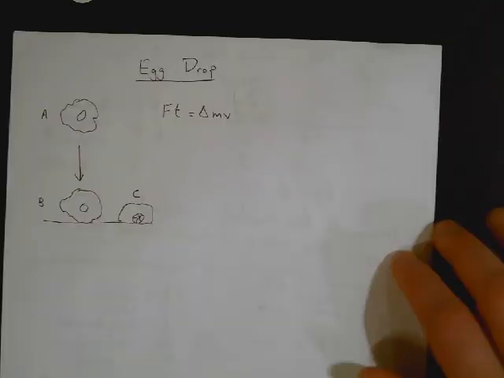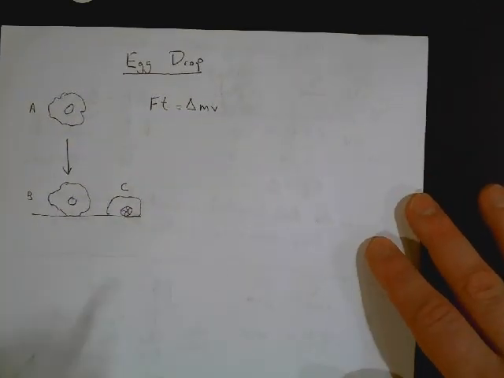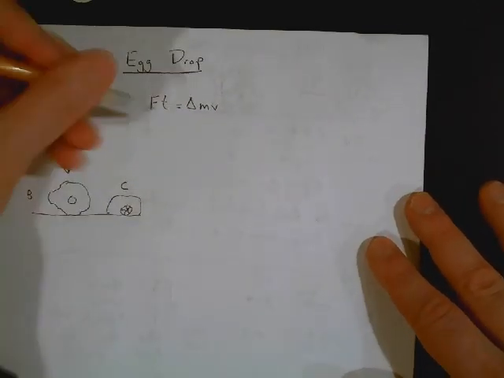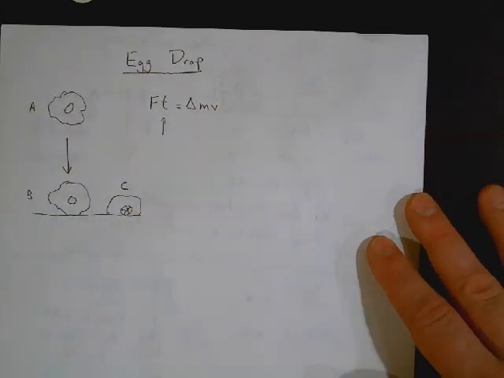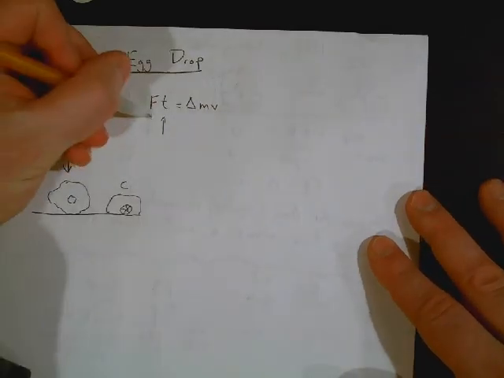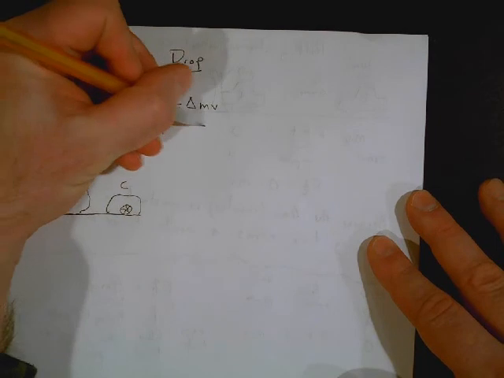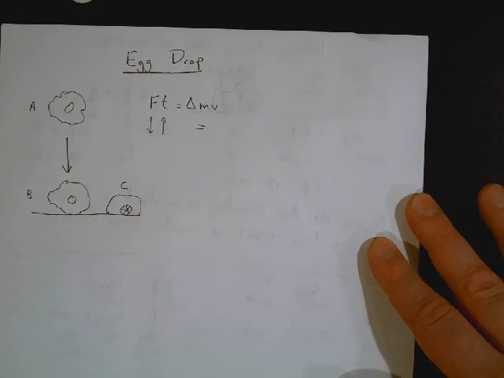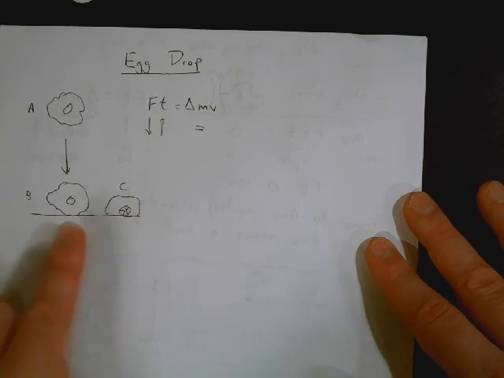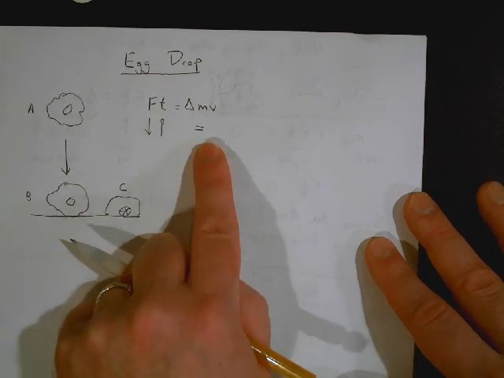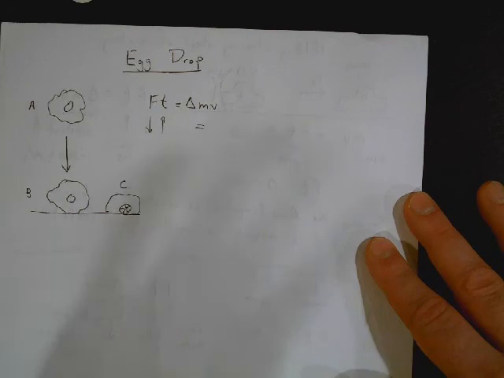So here's what I've had students do in the past, and I want to make sure you don't do it, and we'll talk about why. I've had students go, all right, I want to make this contact time really big, so that this force is going to be really small, as long as that change in momentum is the same. Because once your egg hits the ground, no matter what happens, the change in momentum of your egg is going to be the same. It's going to go from something to nothing.